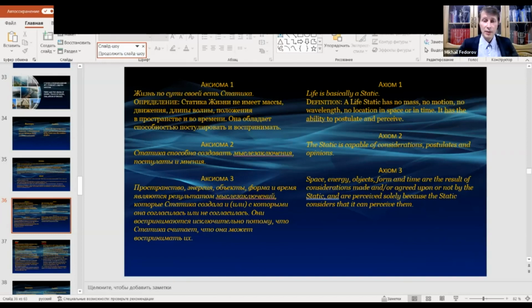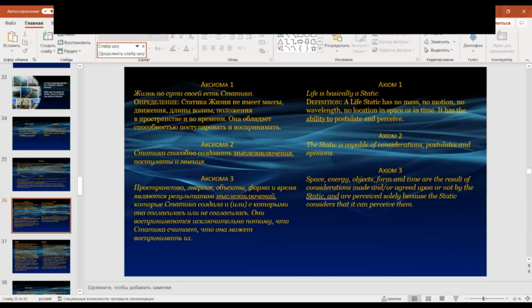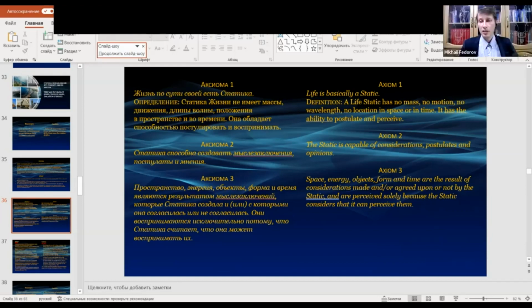Axiom one. Life is basically a static. Definition: a life static has no mass, no motion, no wavelengths, no location in space or in time. It has the ability to postulate and perceive. The static is capable of considerations, postulates, and opinions. Space, energy, object, form, and time are the result of considerations made and/or agreed upon, or not, by the static, and are perceived solely because the static considers that it can perceive them.